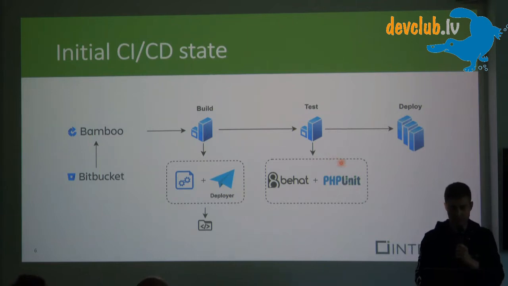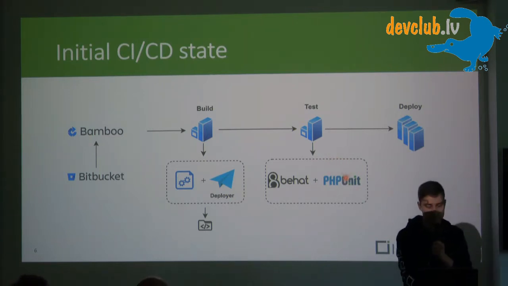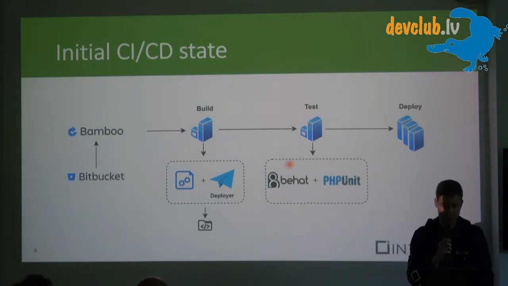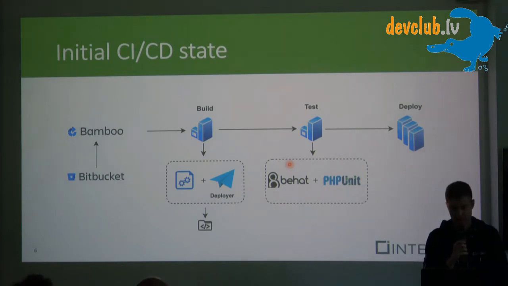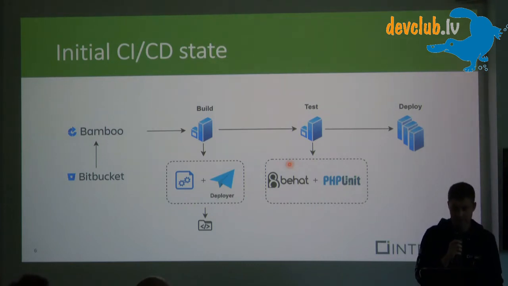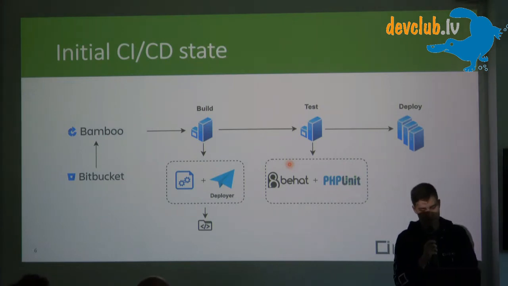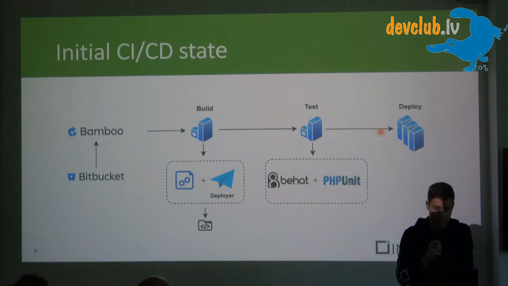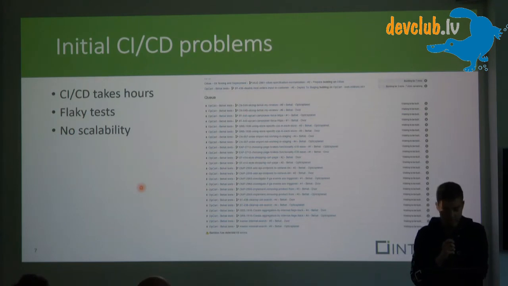which includes unit testing via PHPUnit and acceptance testing with Behat, which is a behavior-driven development framework. Or you might know Cucumber. It's basically the same. And BDD provides a way to write tests in a human-readable form that are easily understandable by non-technical people. And if everything is good and the build is green, then we are just deploying the application to production. And this approach had flaws.